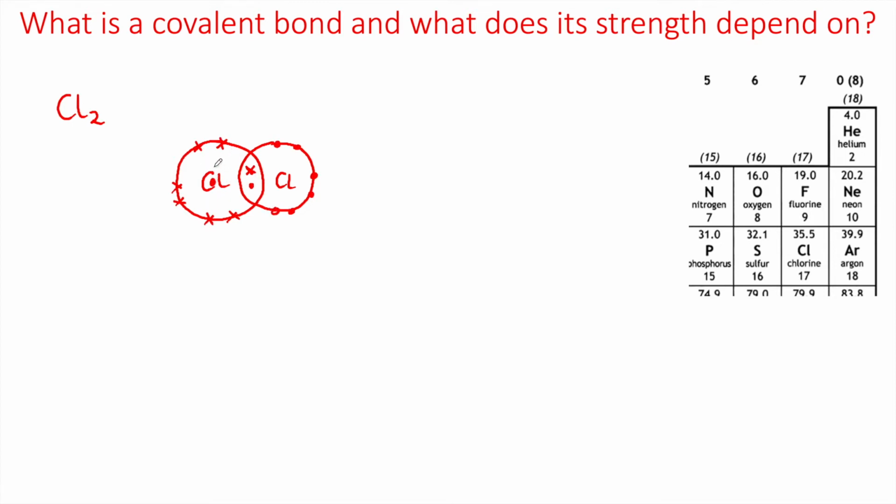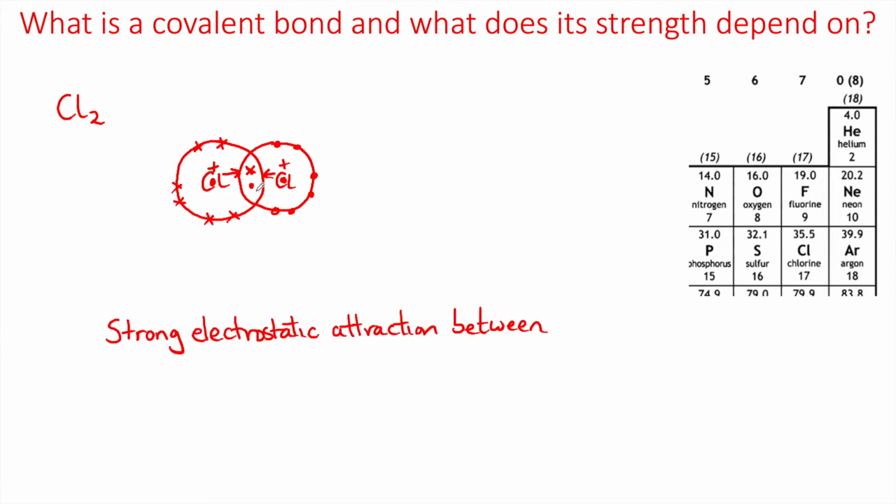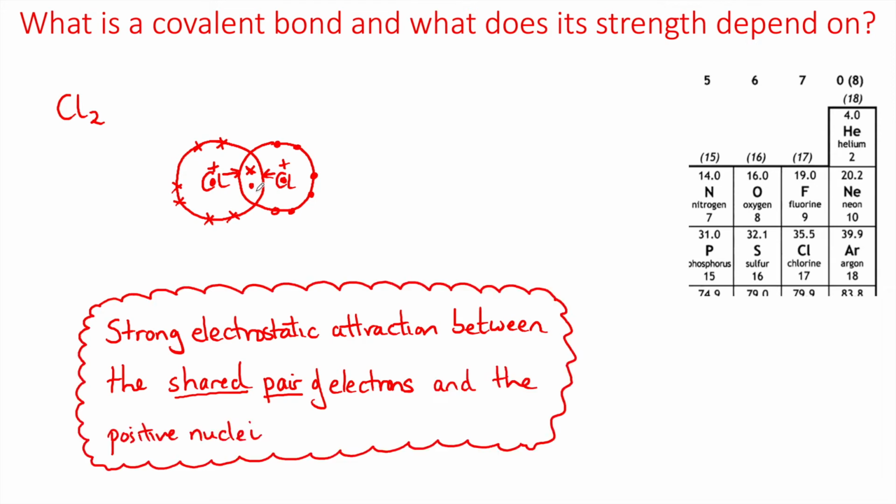But you forget quite often that there is a positive nucleus in the center, and that positive nucleus is going to be attracted to the shared pair of electrons, and that will bring the nucleus in towards the shared pair of electrons, and that is your strong covalent bond. So when we define any bond, the first thing is that there's always a strong electrostatic attraction between, then you've got to decide what it is, and for covalent bonds it's between the shared pair of electrons and the positive nuclei.